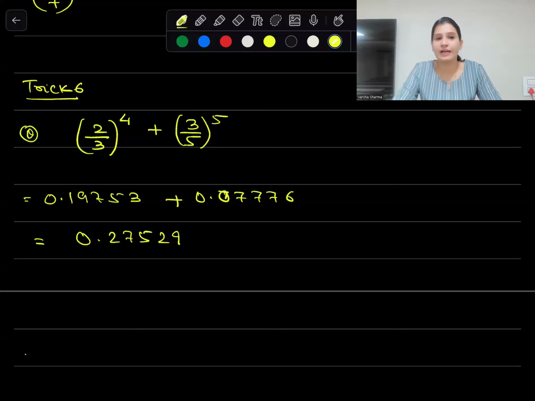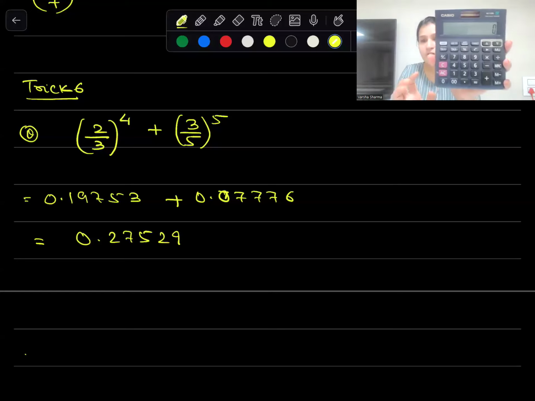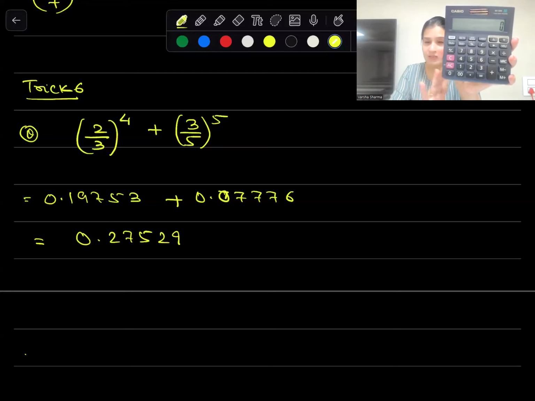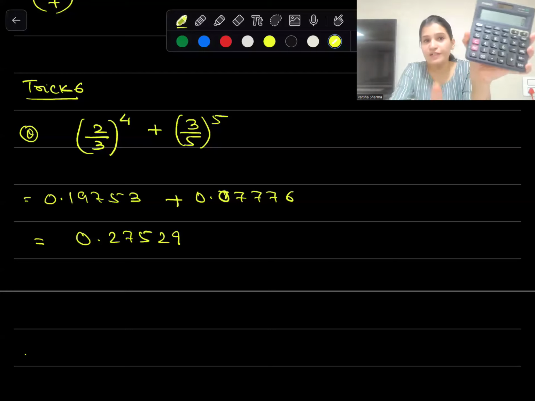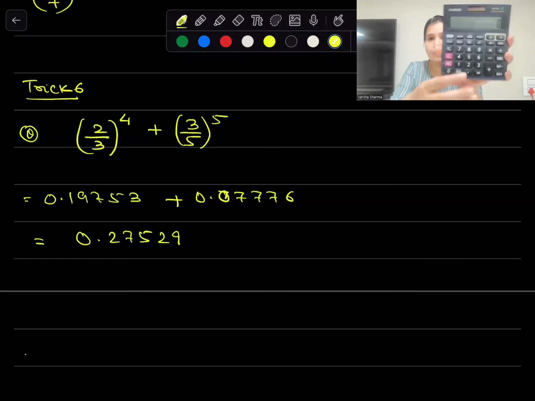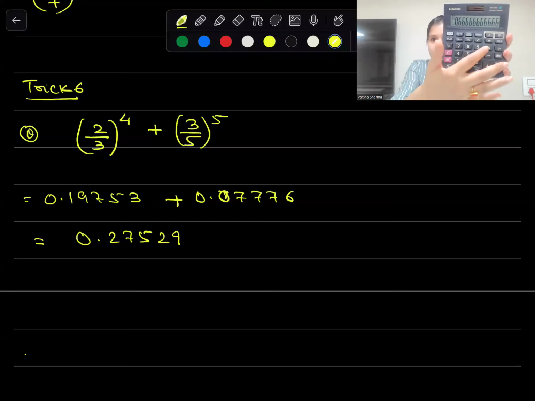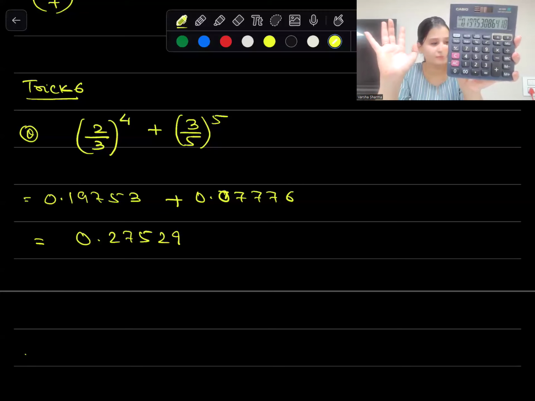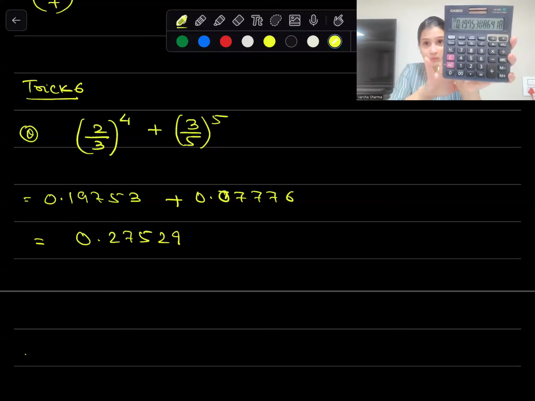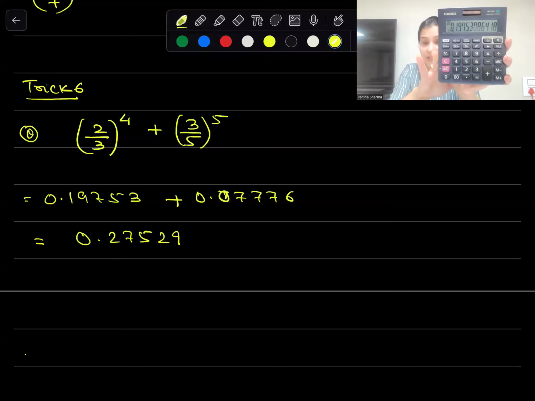So how do we do that? On your calculator, understand first. I'm first finding out the value of (2/3) raised to the power 4. 2 normally by 3, multiplication, 2, 3, 4. This was my answer. Now what I will do is save this.